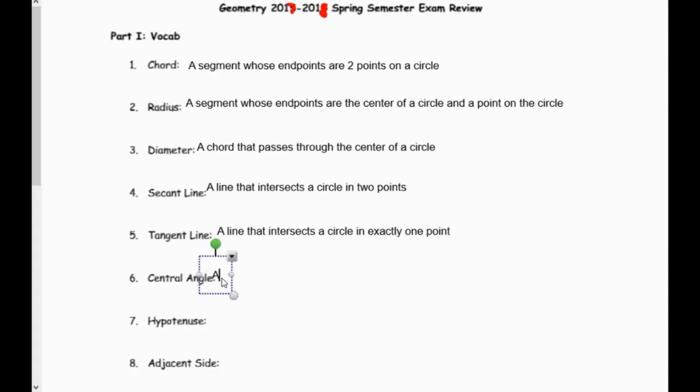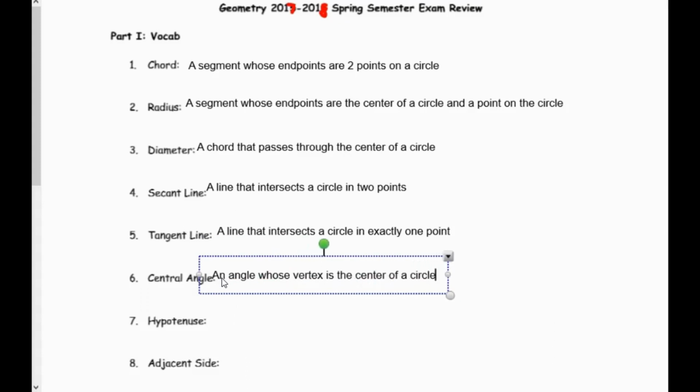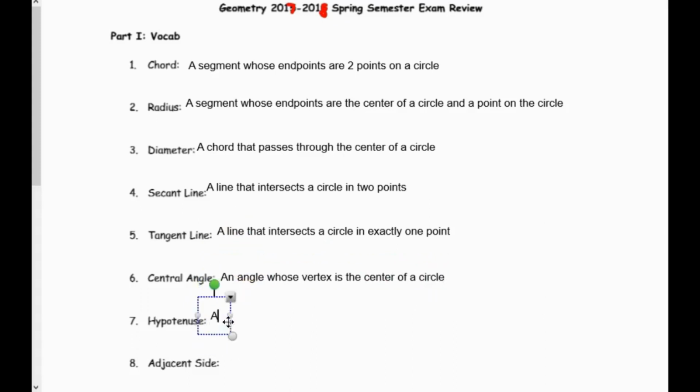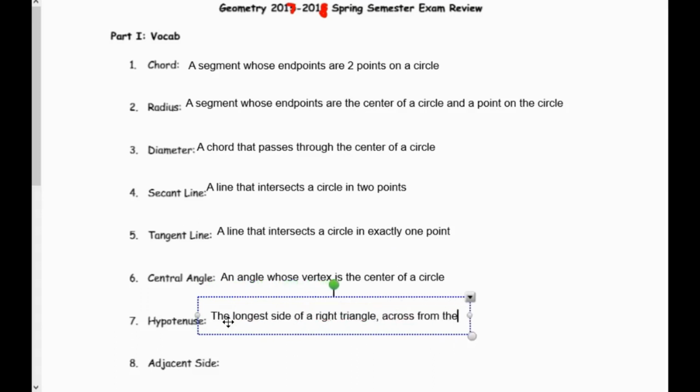What's a central angle? A central angle is an angle whose vertex is the center of a circle, basically from the middle. Hypotenuse, the longest side of a right triangle across from the right angle. Y'all remember that from triangles.